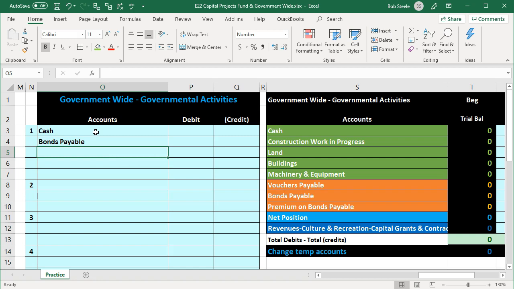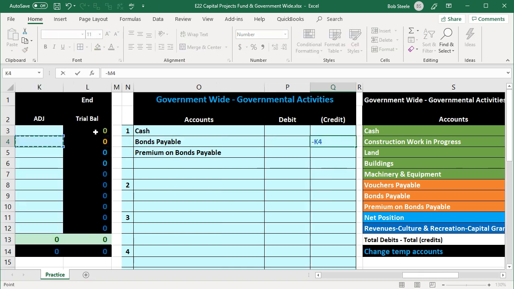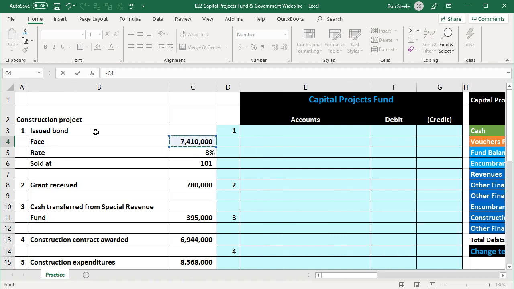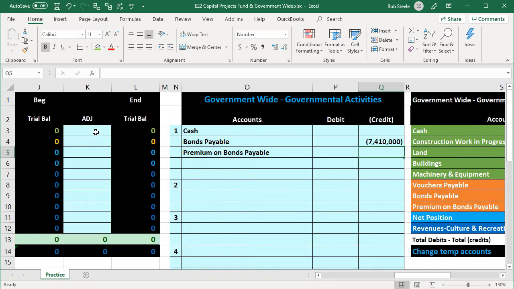And then the difference is going to be the premium in this case, because we sold it for more than the face amount. That's what that 101 was. So that's going to be the premium on the bond. Let's start with the bond face amount. I'm going to say that's going to be a credit, negative, in cell Q4. Scrolling back over, we're going to pick up the bond face amount.